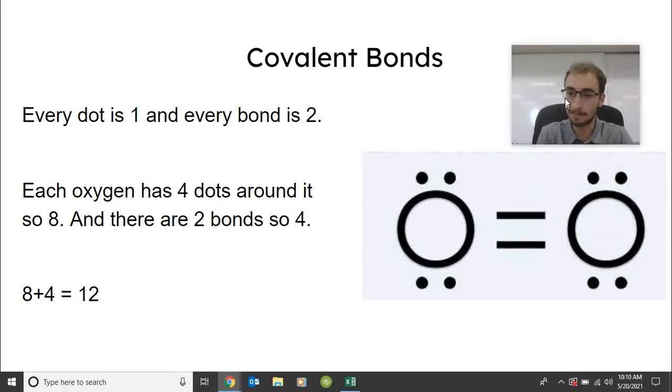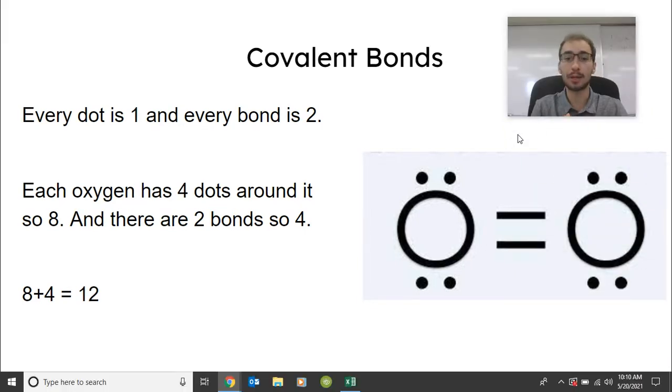Next, reminder, every dot is 1, and you always do them in 2s. So when you're counting stuff, count them like these dots will be 2, then this will be 4, then every bond, every one of these is 2 as well. So when you're counting, it goes 2, then 4, then 6, then 8, then 10, then 12. And that checks out because each oxygen has 6. So that's why this molecule works out, because 2 oxygens, each one has 6, so it will add up to 12.